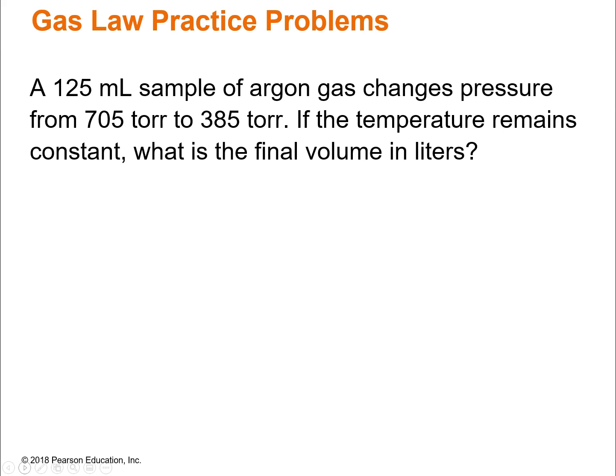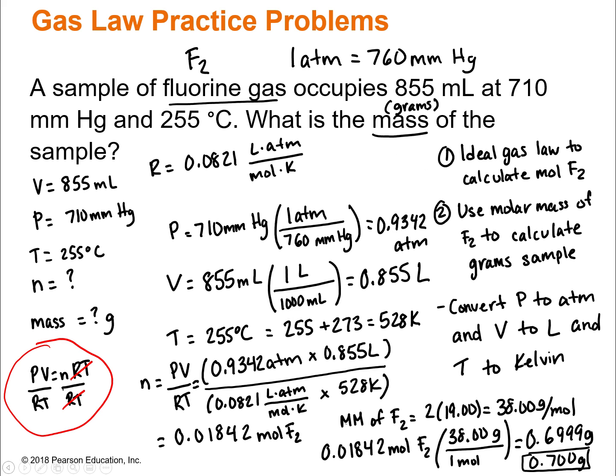So you have a 125 milliliter sample of argon gas. The pressure changes from 705. Oh yeah, I can go back. My bad. And I'll post this too. The PDF of the notes. You're very welcome.